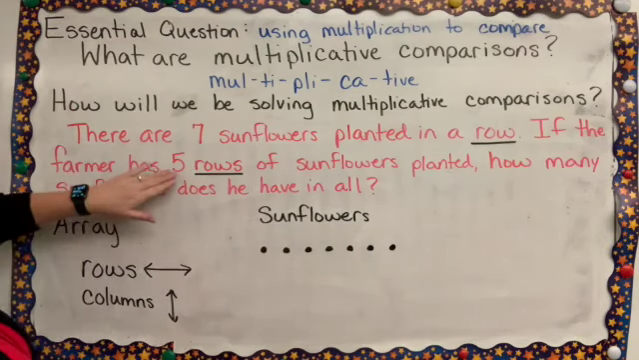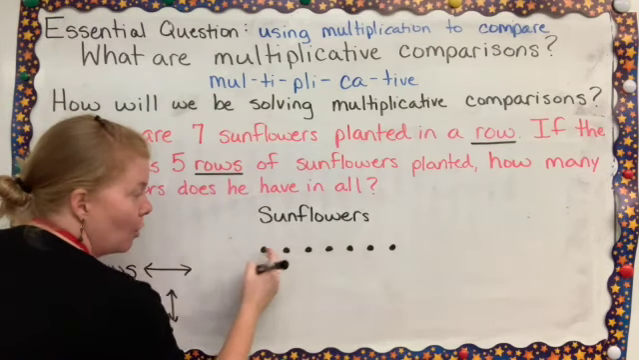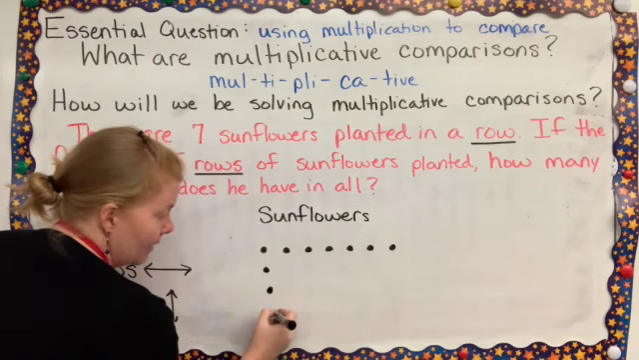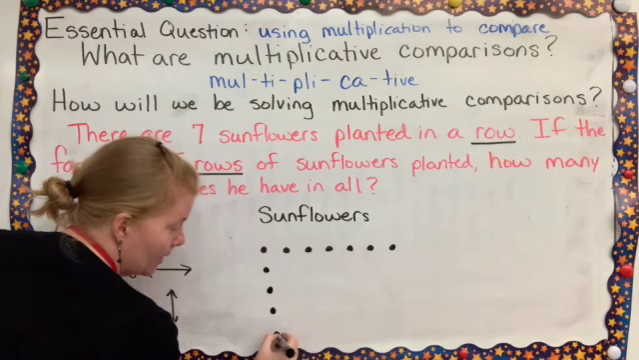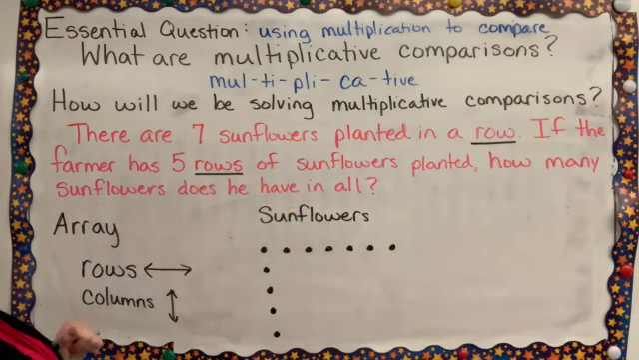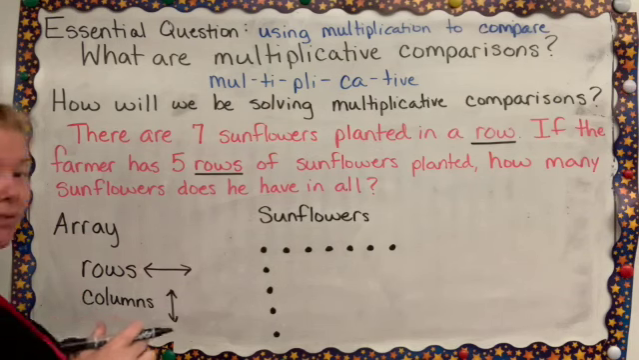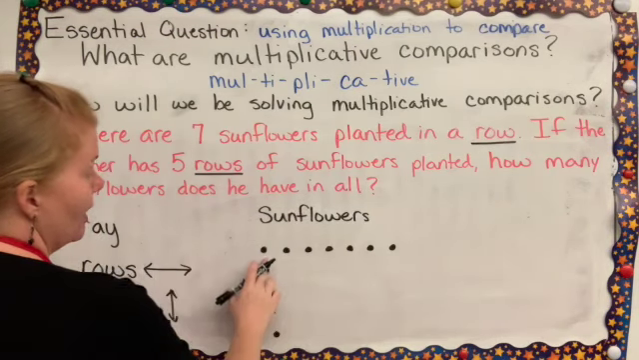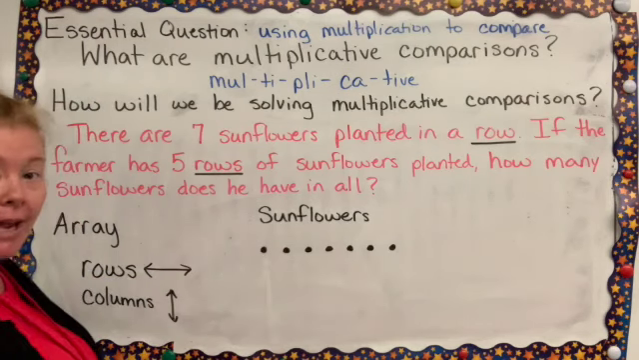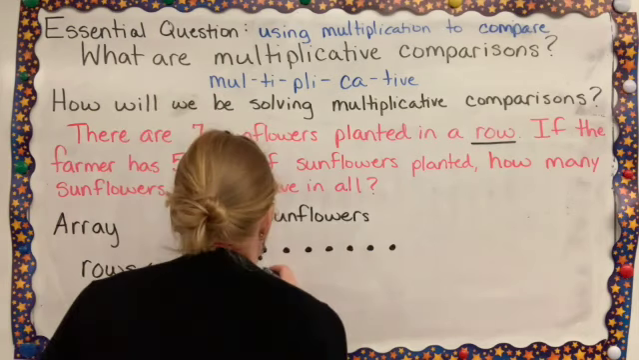If the farmer has 5 rows, so there's not 1 row, there's 5. That's 1, 2, 3, 4, 5. If the farmer has 5 rows of sunflowers, how many sunflowers does he have in all? Now, when you are making arrays, it is very important to try to keep it straight up and down, which I see that I did not, so I'm going to erase and I'm going to try again. So I'm going to get in front of the board so that I'm not writing and not seeing.